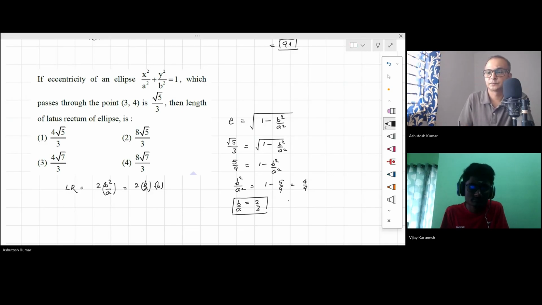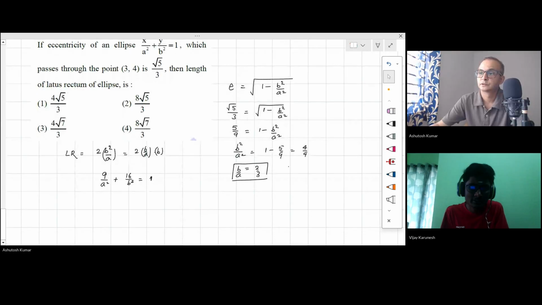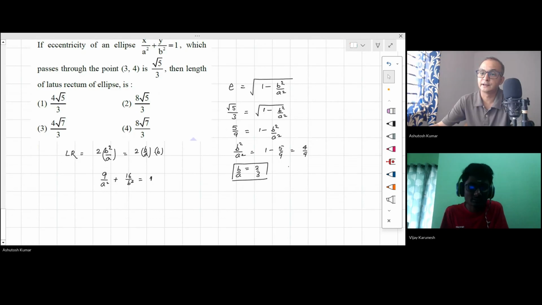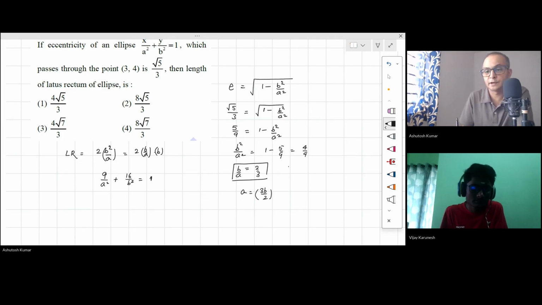Let's substitute this 3 and 4 there. So we get here 9 by a square plus 16 by b square is equal to 1, correct? Since (3, 4) is passing through this. Yes, sir. We can write a directly as 3b by 2. Substitute here 3b by 2. We'll get 4 by b square plus 16 by b square is 1. So what we get?